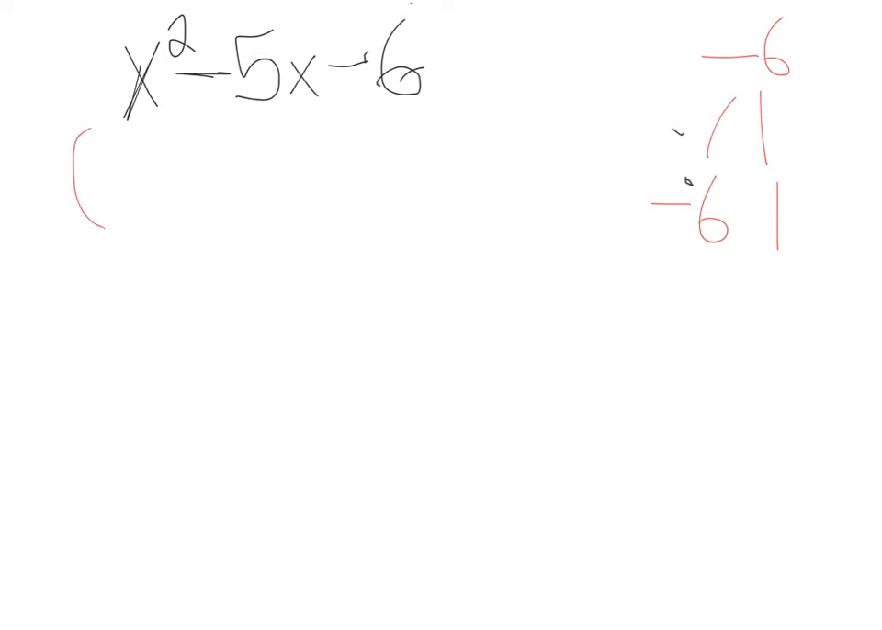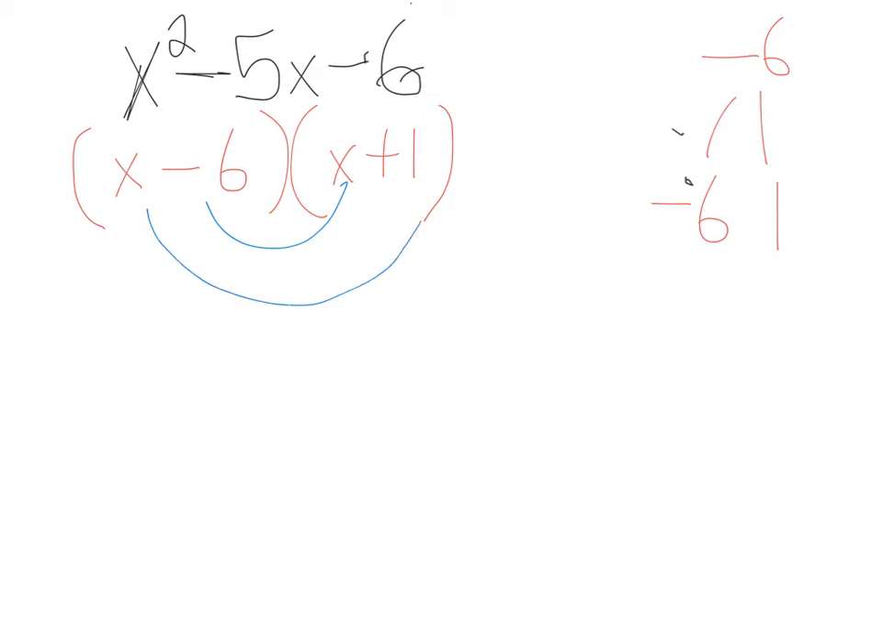So I can go straight away: x minus 6, x plus 1, and I want to do my smiley face just to check it, like so. Minus 6 times x is minus 6x, x times 1 is 1x, minus 6x plus 1x is minus 5x, so I'm correct there.